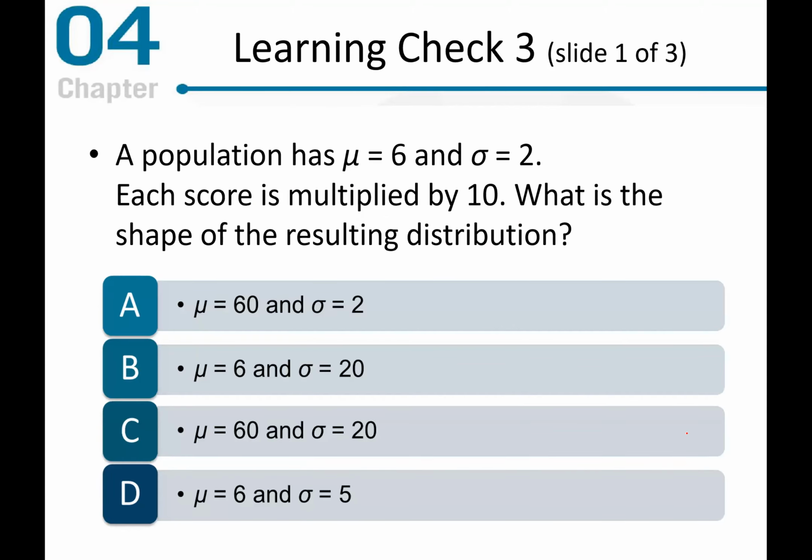And so that's another question. A population has a mean of 6 and a standard deviation of 2. Again, if each score is multiplied by 10, what is the shape of the resulting distribution? So it would turn into this. We would multiply the population mean by 10 and the standard deviation by 10, since we're multiplying by a constant of 10. So 60 is the new population mean, and the standard deviation is now 20.